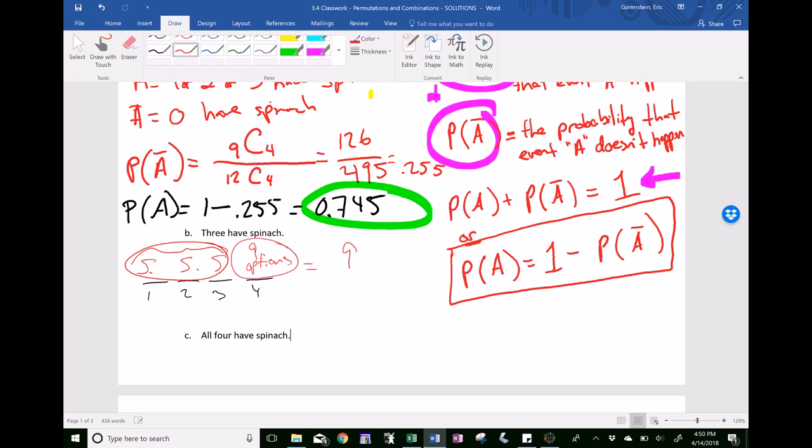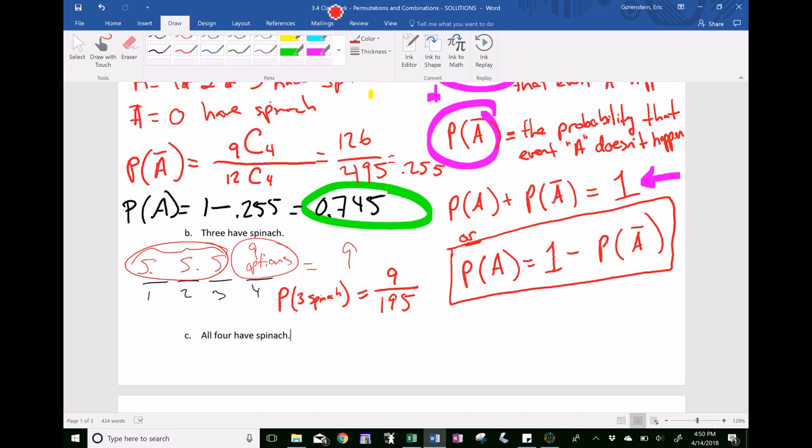So 9 ways this could happen, which means the probability, going back to the definition of probability, of 3 spinach should be 9 divided by 12 combination 4. And we already have that, that's the 495 we calculated in part A. So pop this into the calculator, 9 divided by 495. I'll leave that to do on the side.